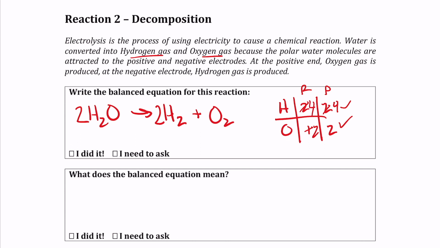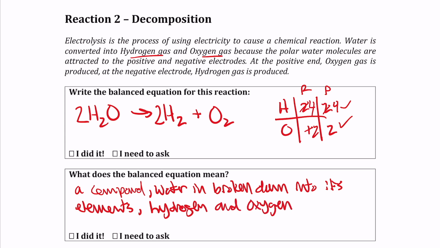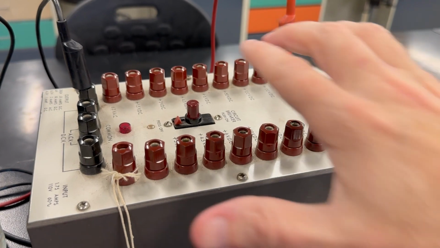Well, it means that a compound, in this case water, is broken down into its elements, hydrogen and oxygen. And so again, you can see from the equation that we're taking one chemical and breaking it up into two pieces. And in this case, it's hydrogen gas and oxygen gas. Okay, let's go.